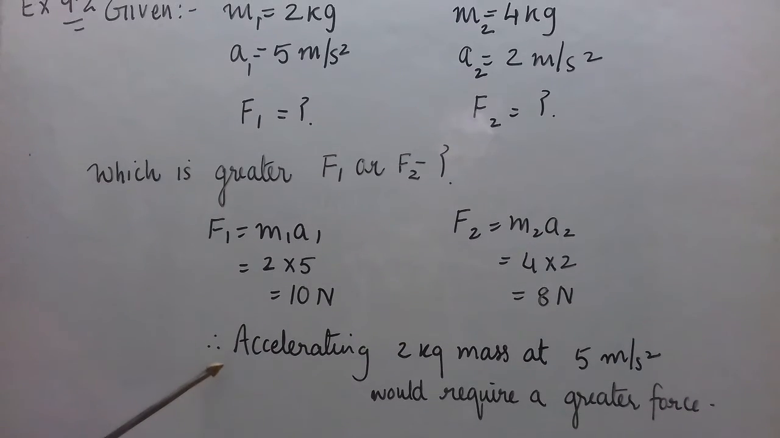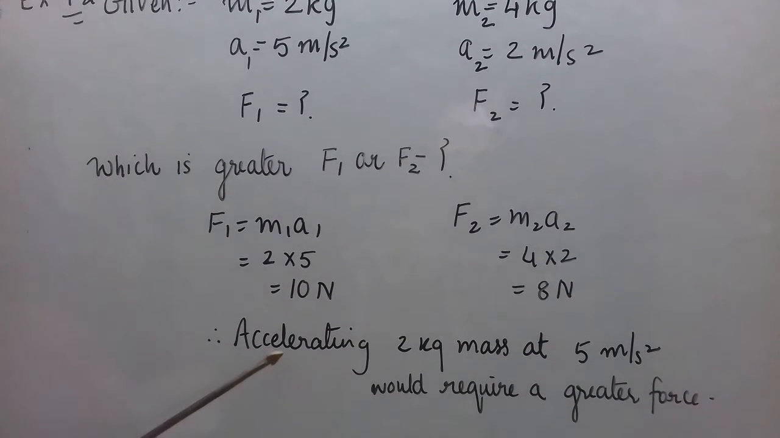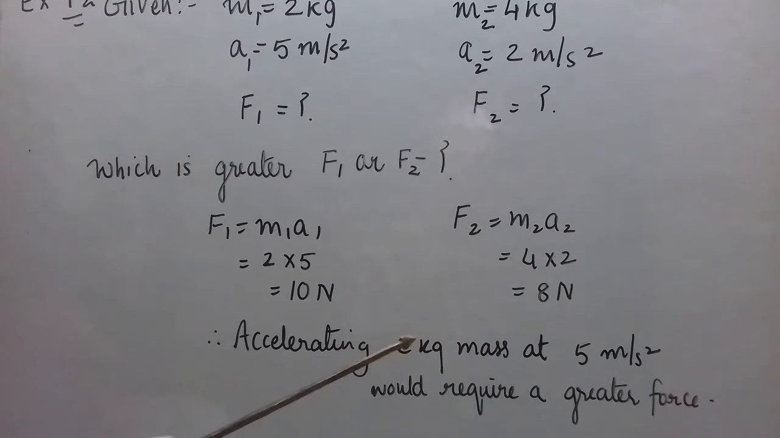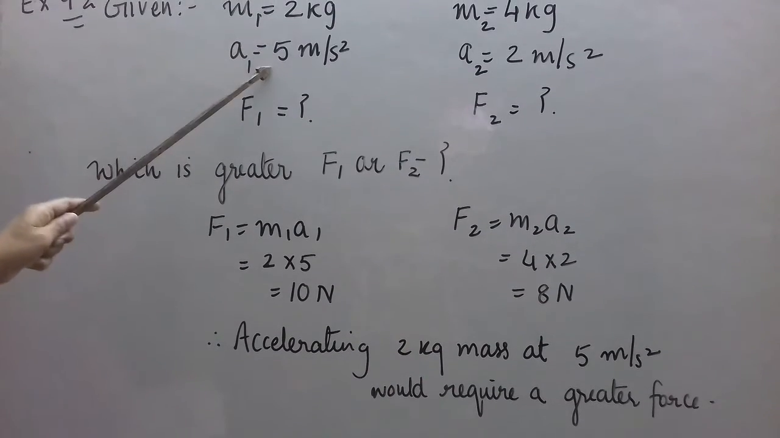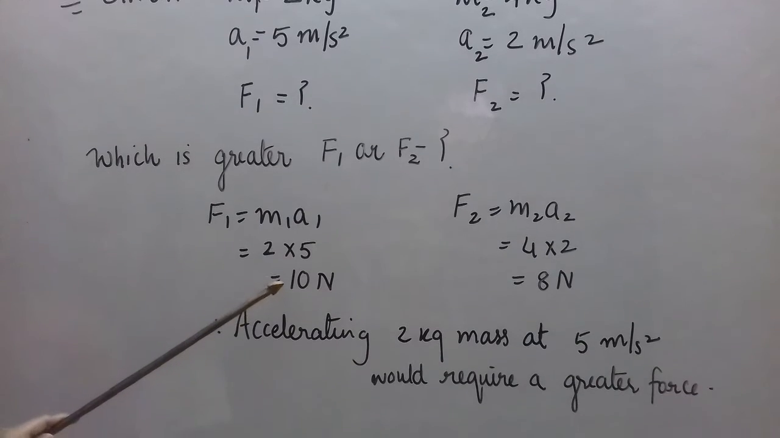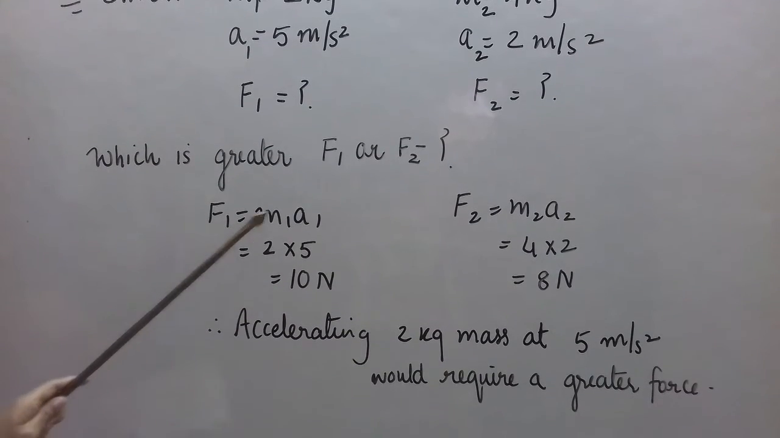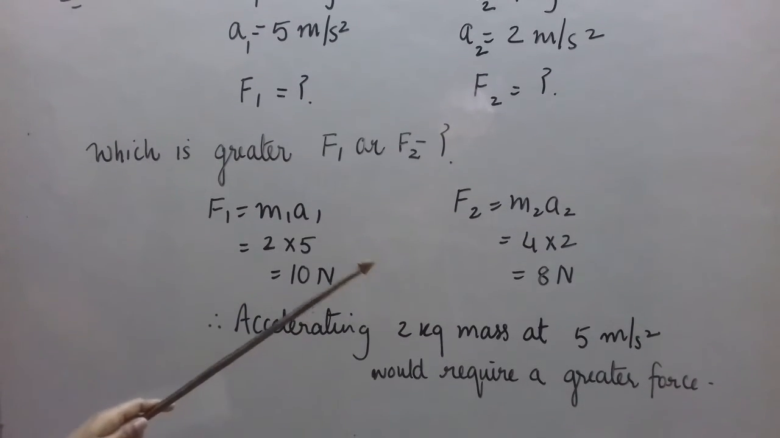So let us write the answer the way they have asked the question. Accelerating the 2 kg mass at 5 meter per second square would require a greater force, as F1 is greater than F2.